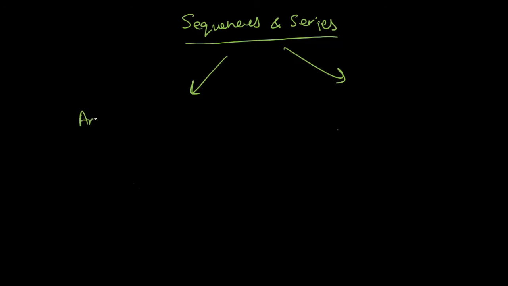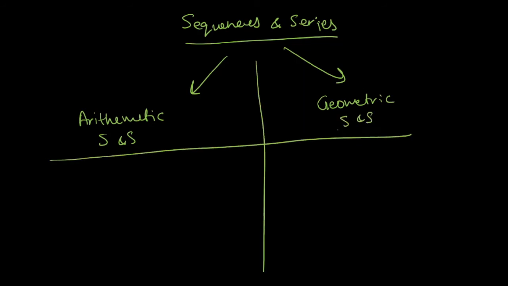So we have arithmetic sequences and series. I'm going to write S and S just to save space and time. And geometric S and S. So this is essentially what you'll be dealing with in your IB math. So in arithmetic, you'll probably deal with a plus and minus. So what I mean here is you'll have addition and subtraction, basically.